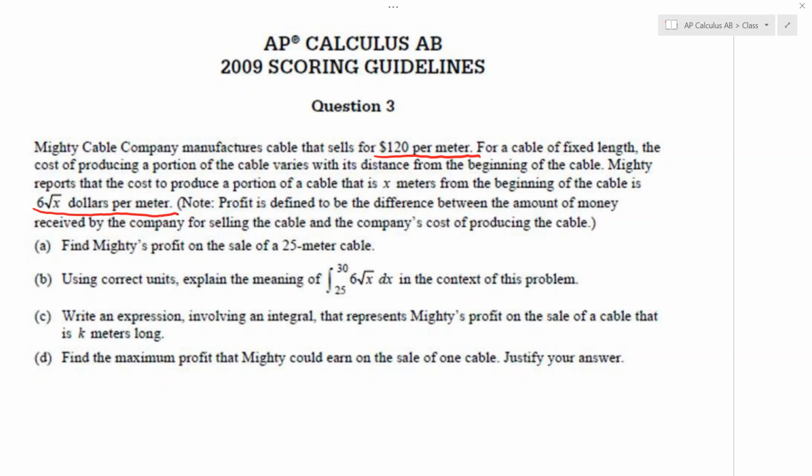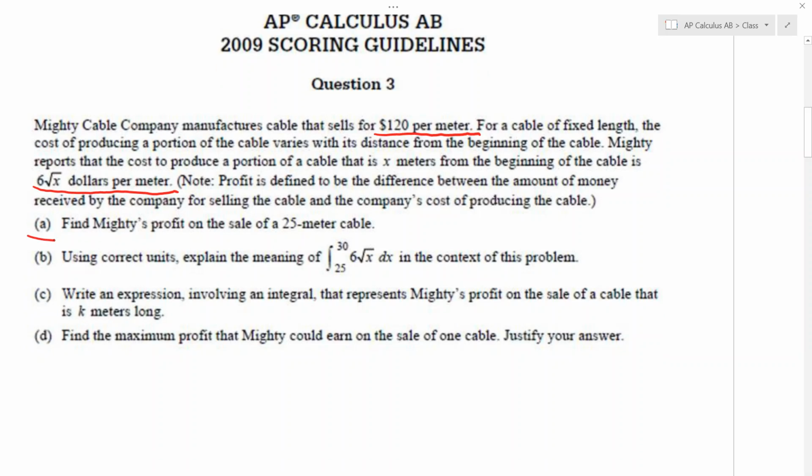So if the cost for them to make it is 6 root x dollars per meter, that's just to make an individual little slice. Then the integral of that is going to tell us how much it costs to make the whole thing. And we need to know that because that's what they're going to ask us about here. When they say find the profit, all profit is how much money it brought in, minus how much money it costs to make.